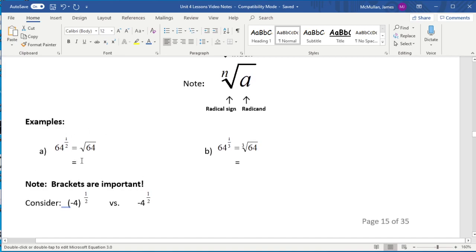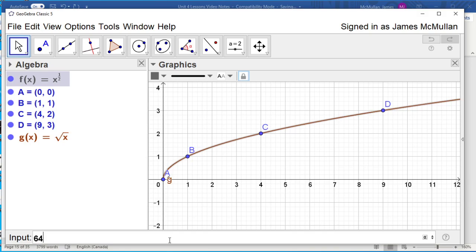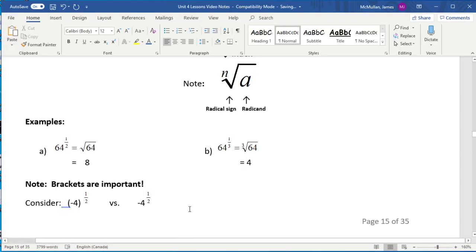So here's an easy example. 64 to the power of 1/2 is equal to the square root of 64. We know that that's 8. 64 to the 1/3 is equal to the cube root of 64, and we know that that is 4. Again, if you're not sure, you can just type in your calculator 64 to the power of 1/3. Just make sure you use your brackets, and you get your 4, right?